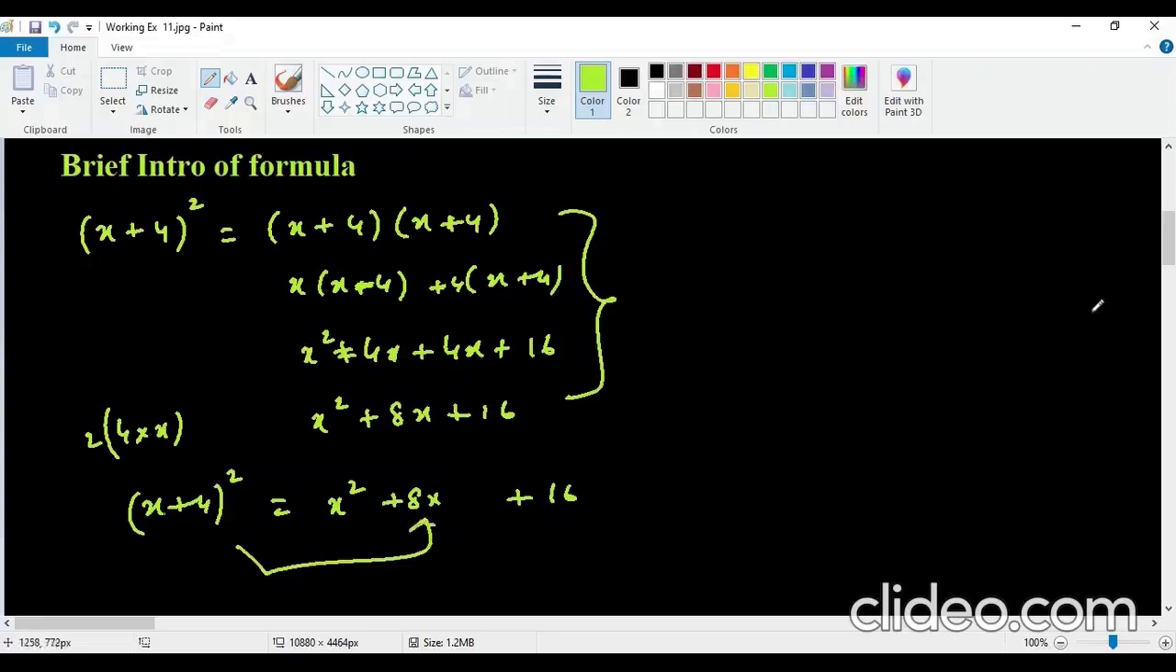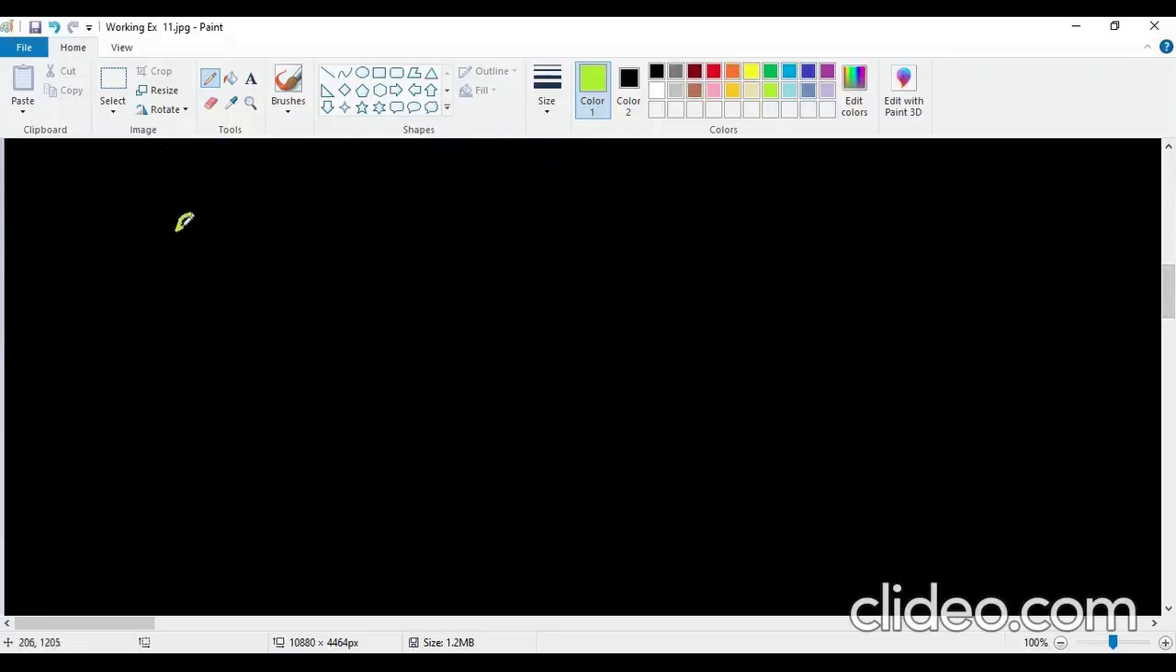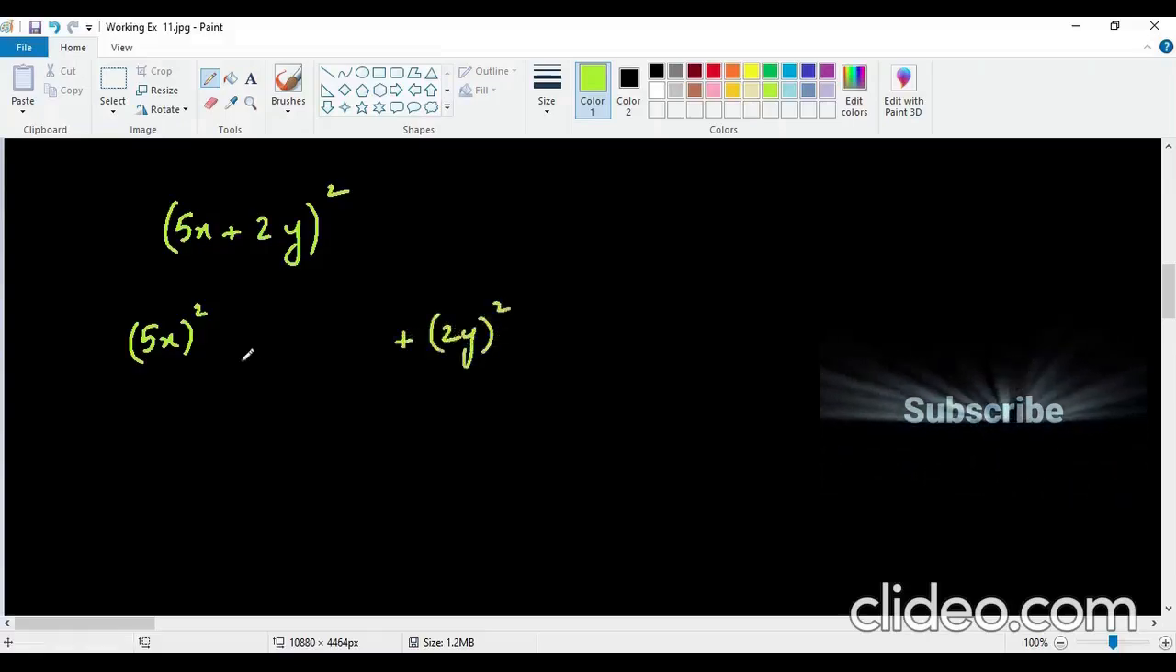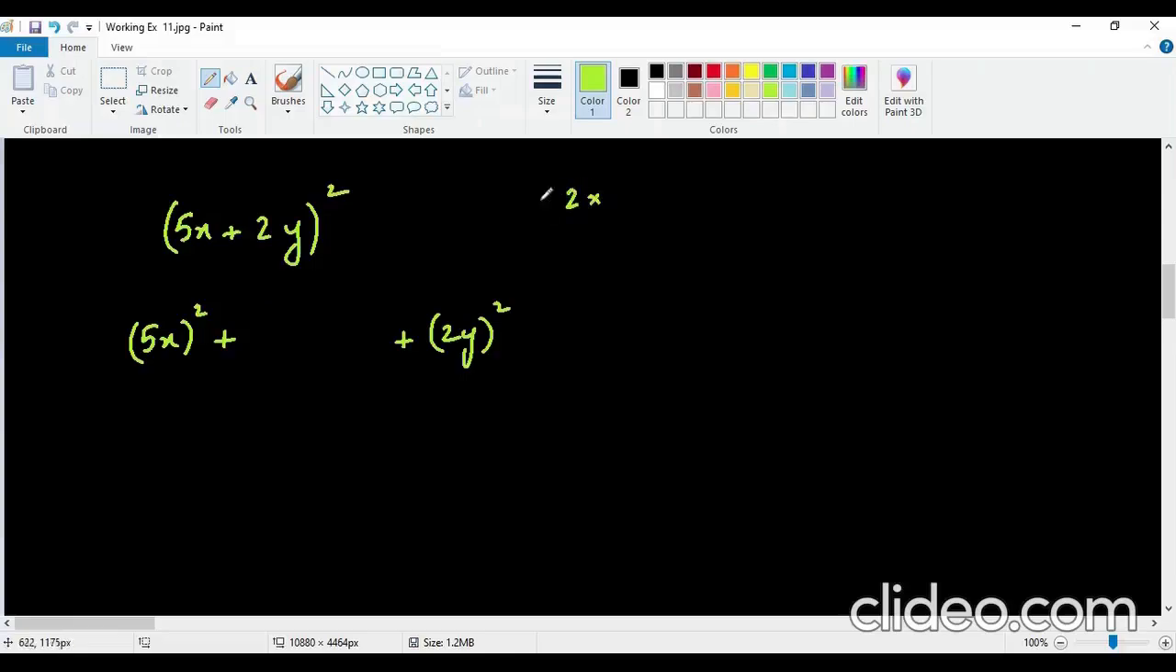Now for example, if I give you 5x plus 2y, and I'm asking you to multiply by itself. So what you have learned is squaring the first term, 5 square, and the second term, 2 square, plus 5 times 2 times x times y. So this is going to give you 10xy, right? Now you have to double it and write it here. 20xy is going to be your final answer.